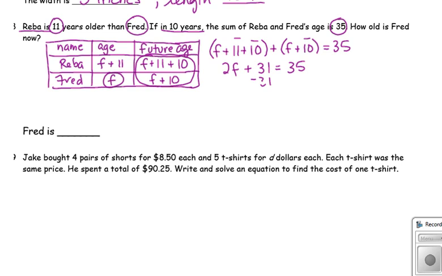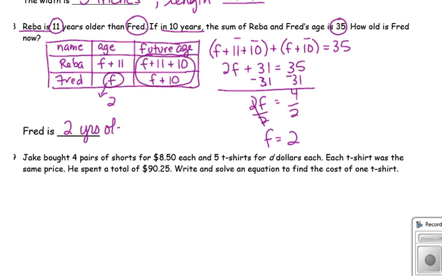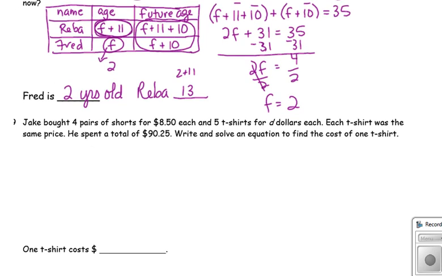Subtract 31 from both sides of the equal sign. Bring down the 2F, and that equals 4. Divide by 2, and F equals 2. What that means is that Fred is 2 years old. Now, if it asked about Reba, could you find Reba's age? Reba is 11 years older than that, so that would be 2 plus 11, and that would be 13. So you want to pay attention to what the question is asking.